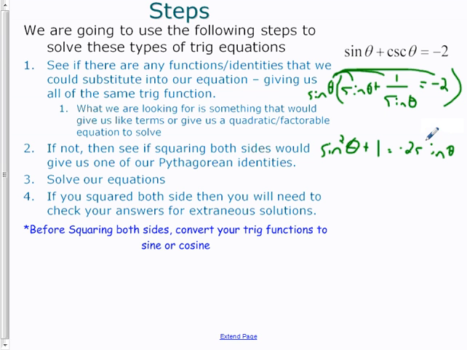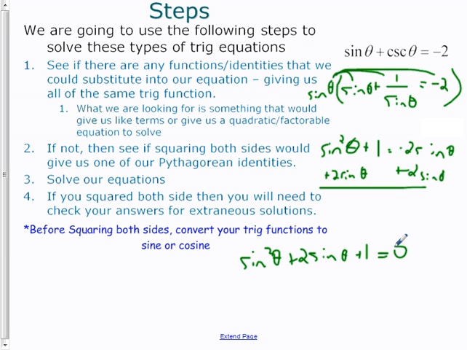And so from here, you can see this is just like what we were working on the last couple of days. If we reorder it, we add the 2 sine to both sides, as it is a quadratic. You can either factor or use the quadratic formula. But remember, you have to get it equal to 0, so add it to both sides. So we end up with sine squared theta plus 2 sine of theta plus 1 equals 0.